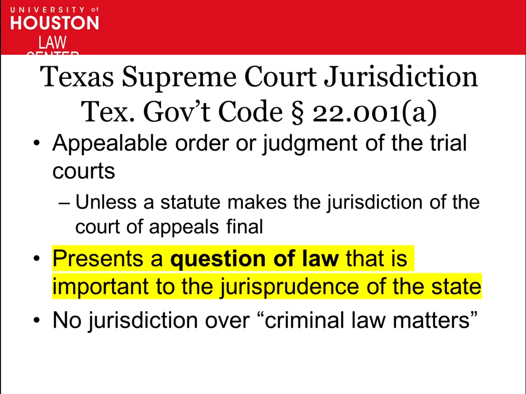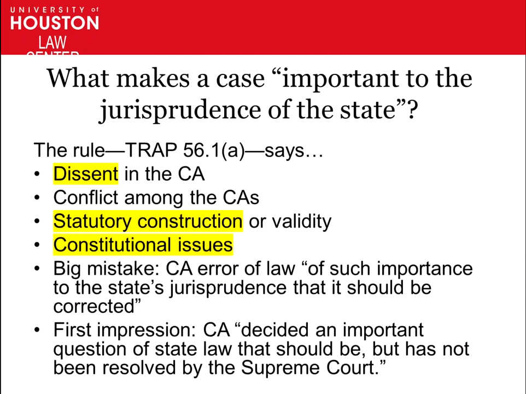How else can we tell what would make a case important to the jurisprudence of the state in the court's mind? There's a rule, the Texas Rule of Appellate Procedure 56.1(a), that lists what it calls considerations in granting review. And these used to be also mirrored in the old government code provisions. So even though the government code doesn't establish jurisdiction specifically by these elements, they kept it in the rule. So it's, again, a pretty clear indication of what the court thinks is important, what's going to get their attention.